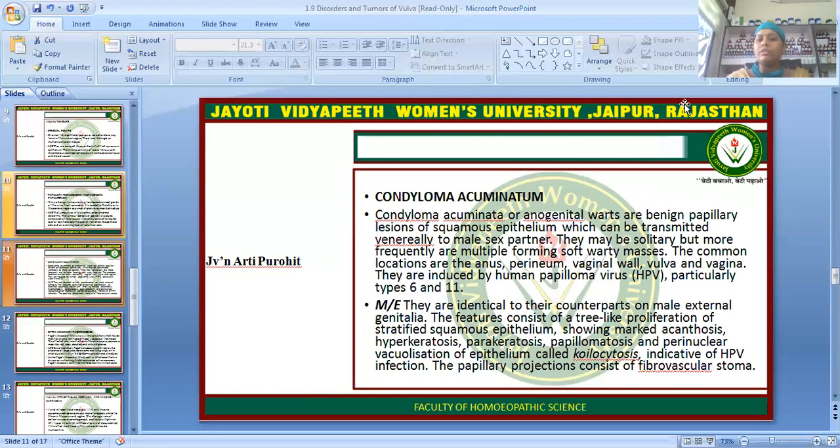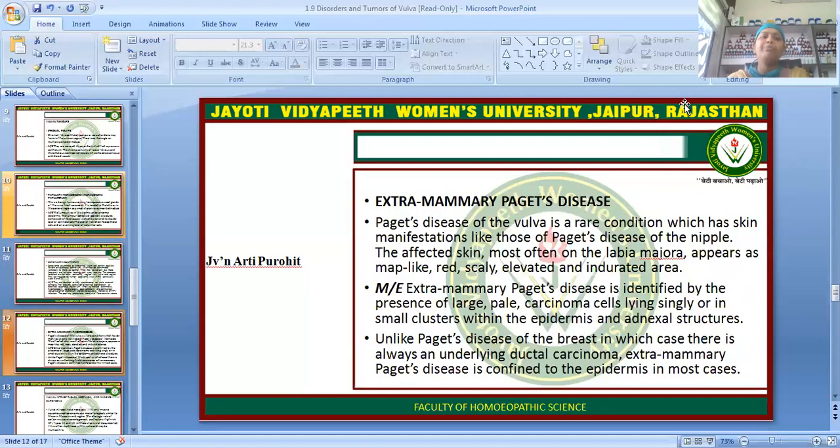The features consist of tree-like proliferations of stratified squamous epithelium showing marked acanthosis, hyperkeratosis, parakeratosis, papillomatosis, perinuclear vacuolization of the epithelial cells called koilocytosis, indicative of HPV infection. The papillary projection consists of the fibrovascular stroma. Extramammary Paget's disease, this disease of vulva, is a rare condition which has skin manifestations like those of Paget disease of the nipple.